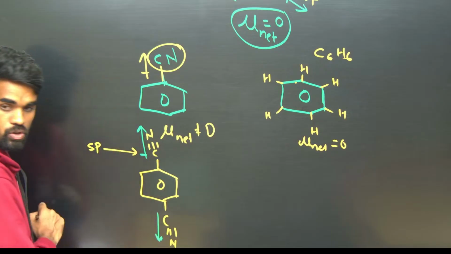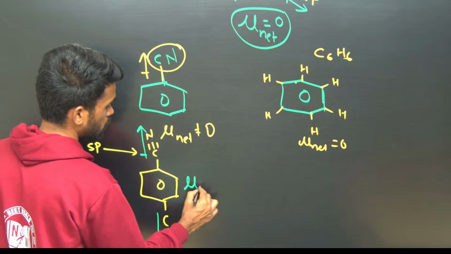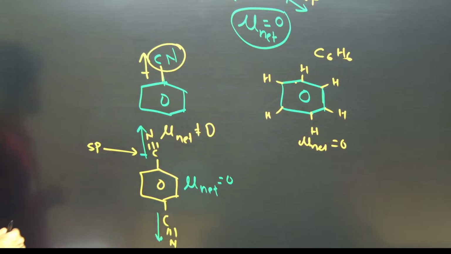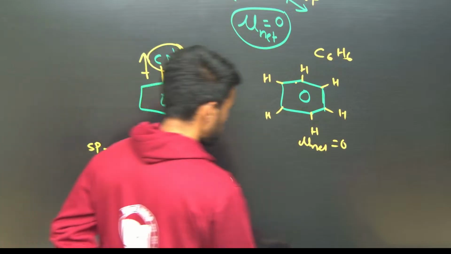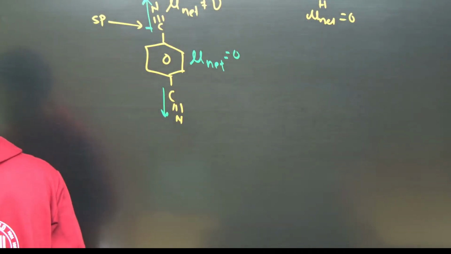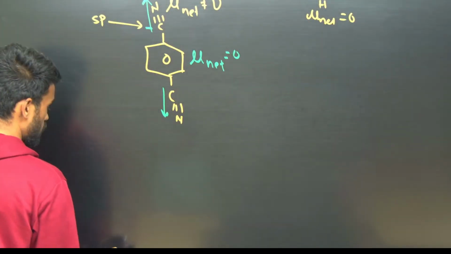Therefore they are cancelling out each other. Mu net will be 0. When it is 0, they cancel out each other. Okay, so now we have, I am generalizing these kinds of explanations by giving different examples.